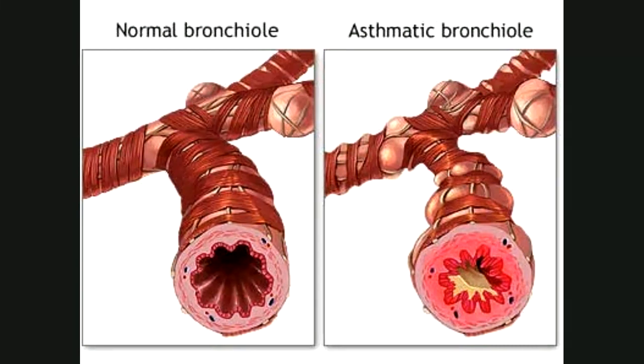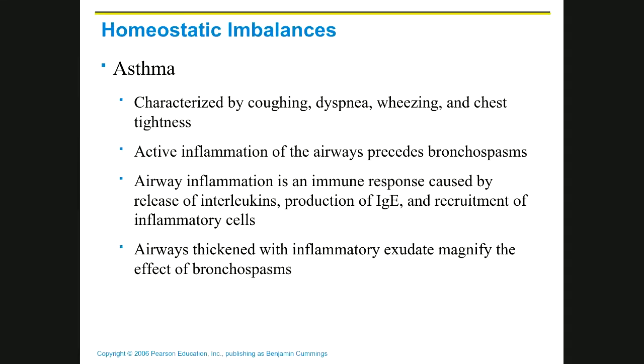So here's our bronchiole, and look, it's nice and wide and open, and air can flow through it very easily and quickly. But this one, look, we've had bronchoconstriction. And so the internal diameter is much smaller. And then also what happens with asthma is you get exudate forming.